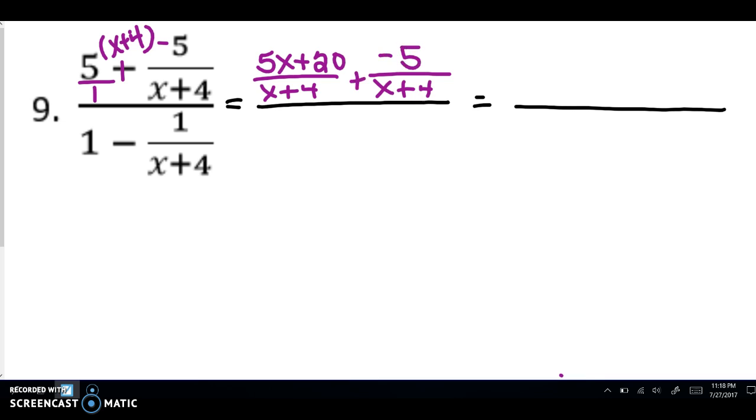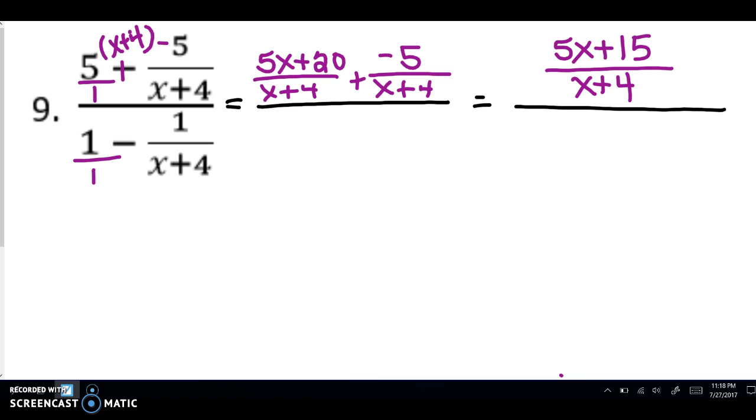Now we'll combine what we have in our numerators. We have 5x plus 20 minus 5, which gives us 5x plus 15 over x plus 4. All right, now let's work on that denominator.